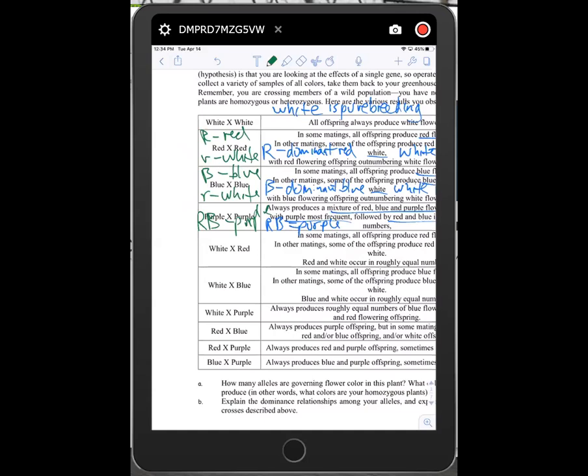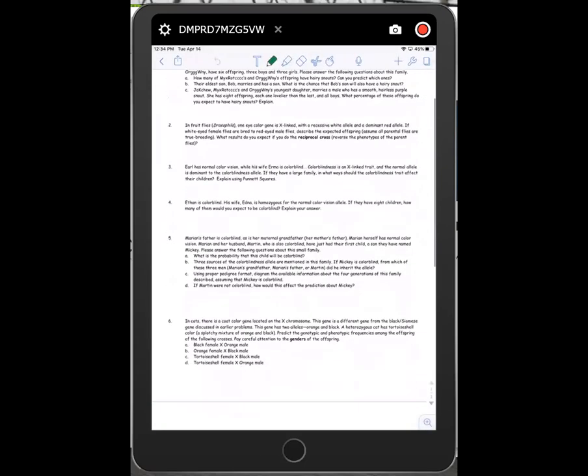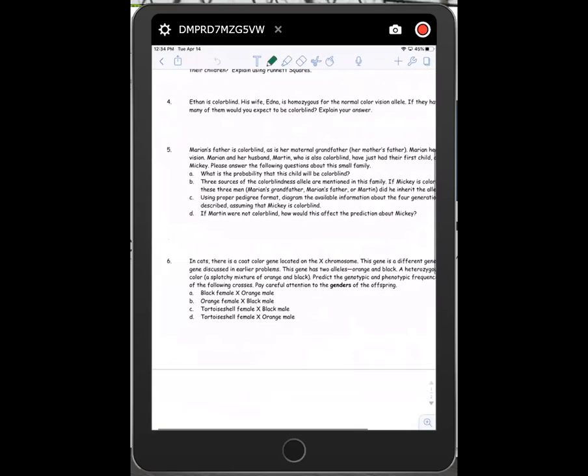Homework 3, question 6. Okay, here's the sex-linked one. So how about I do part A, and then you guys can figure out B, C, and D. That should be able to work.